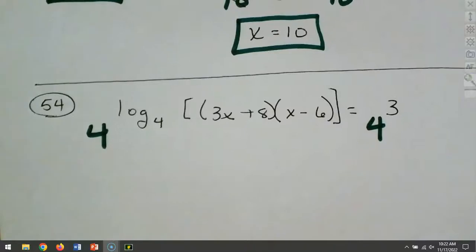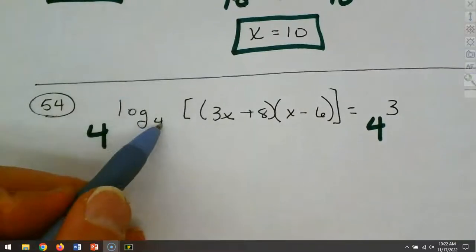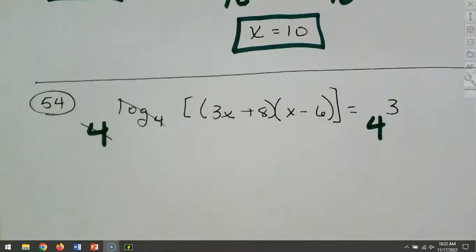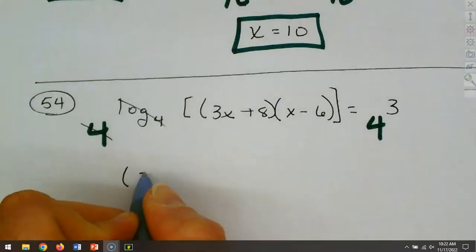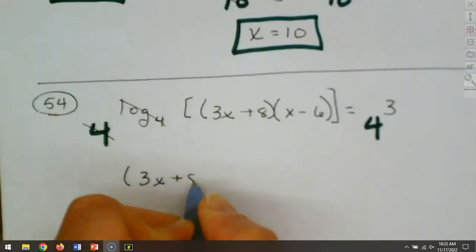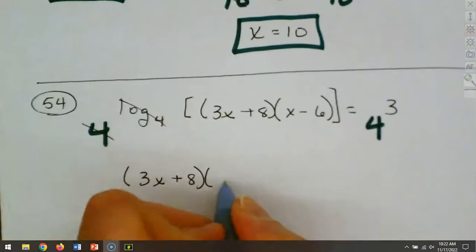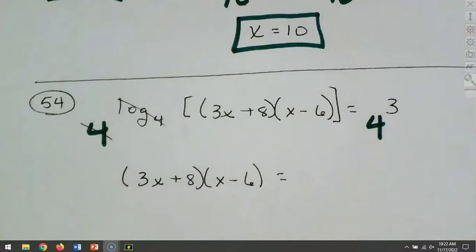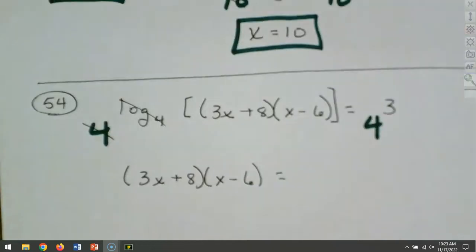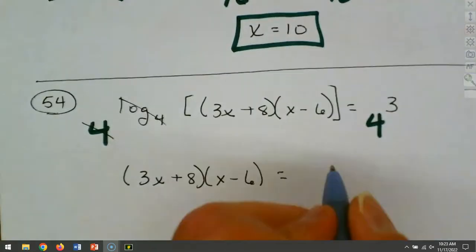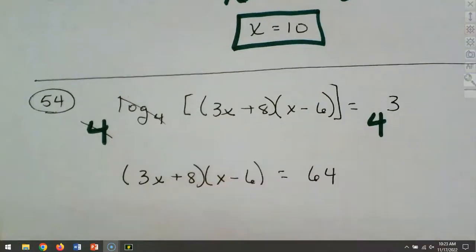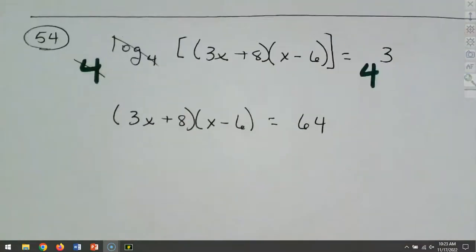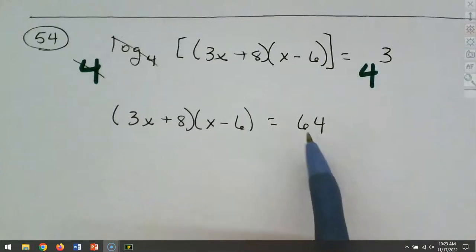When I do that, the log base 4 and the 4 cancel. That leaves you with 3x plus 8 times x minus 6. And we now need to find 4 to the third power. 4 to the third power is not 12. 4 to the third power is 64. So we have to use that, because 4 cubed is 64.